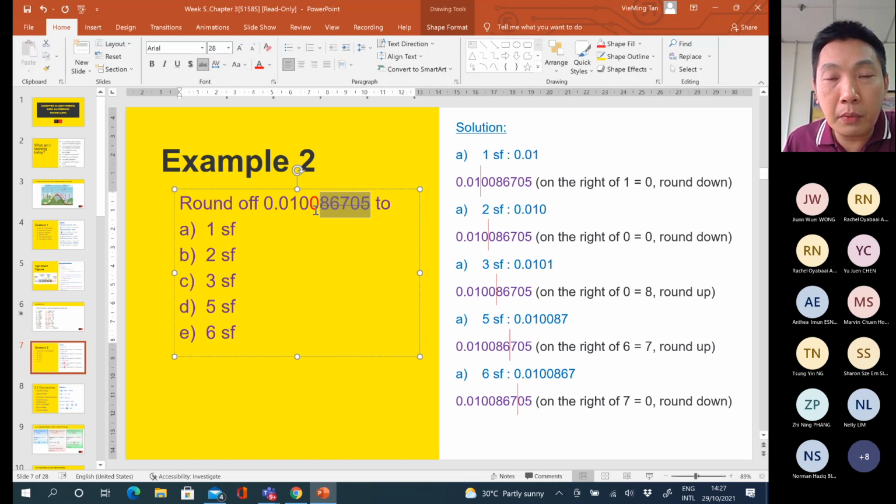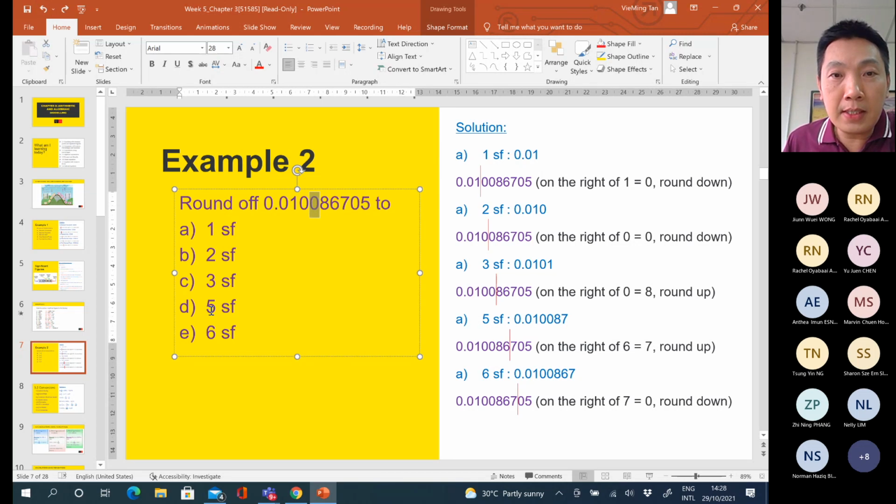But this red 0 we need to add 1 to. Why? Because the neighboring number is 8, so we need to add 1 to this. So the answer will be 0.0101. So far so good? Stop me if I go too fast.